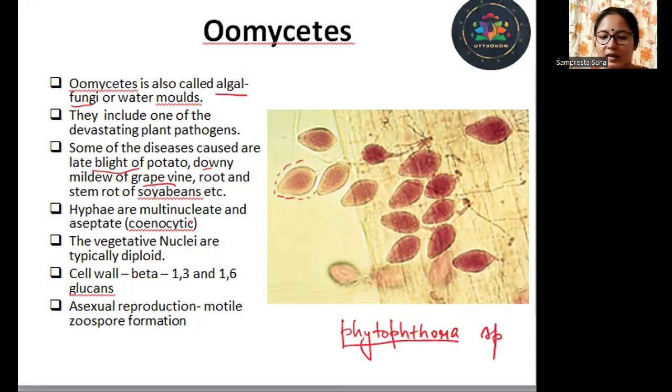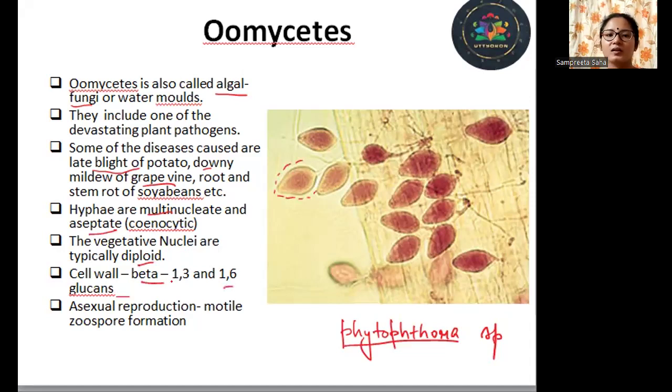Next, hyphae are multinucleate and aseptate. This is a characteristic of Oomycetes. Why? They belong to the division Oomycota, which is basically the aseptate fungi. Next, vegetative nucleus is typically diploid. Cell wall is made up of beta-1,3 glucan and beta-1,6 glucans.